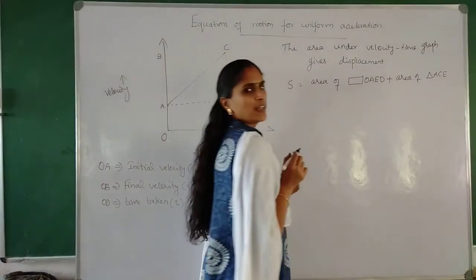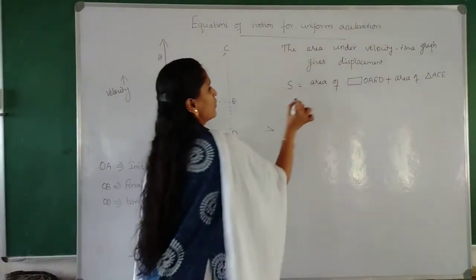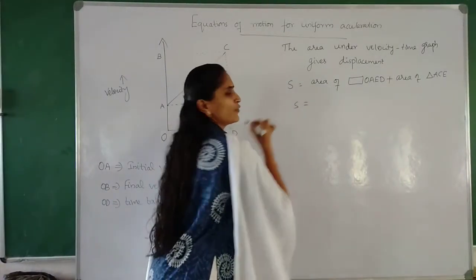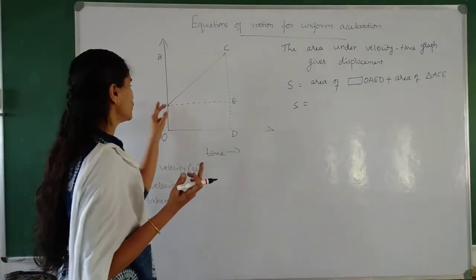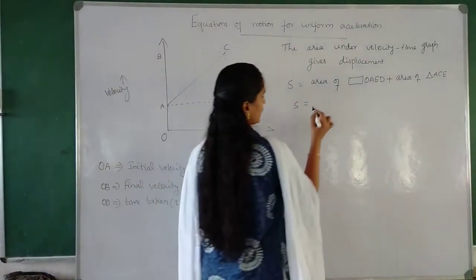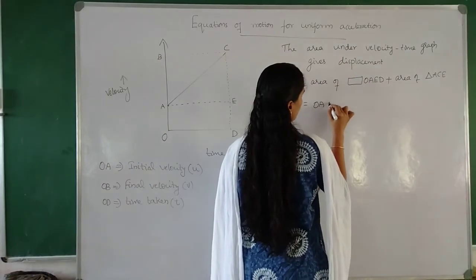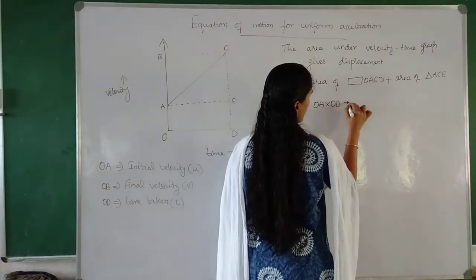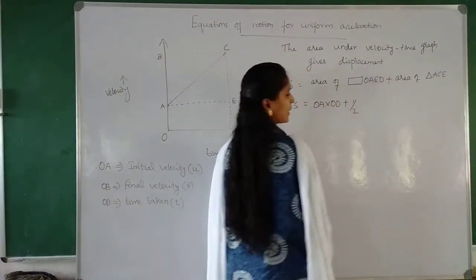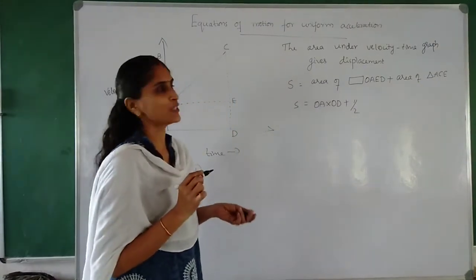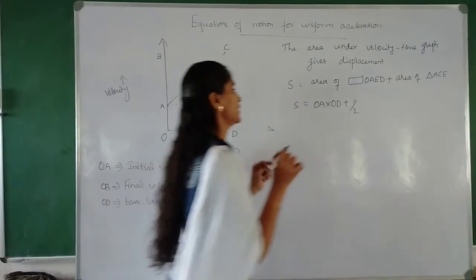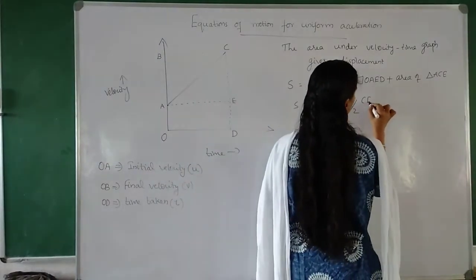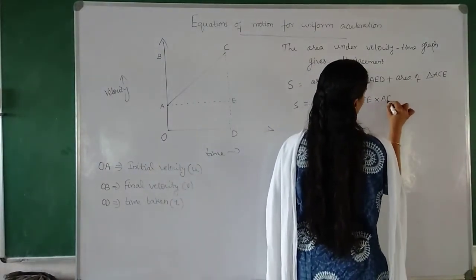And what is the formula to find area of rectangle? Length into breadth. So we can write OD into OA. So we can write OA into OD plus area of triangle, which can be found out as half into base into height. So we can write half into AE into CD, half into CE into AE.